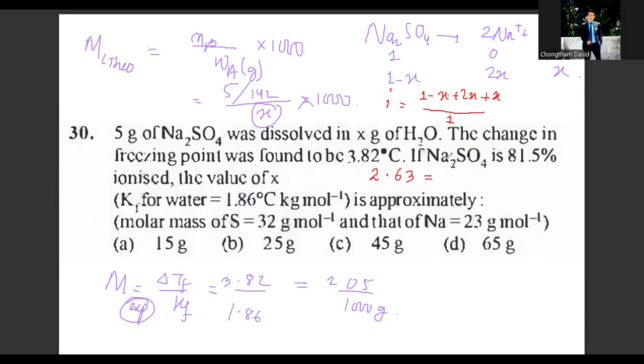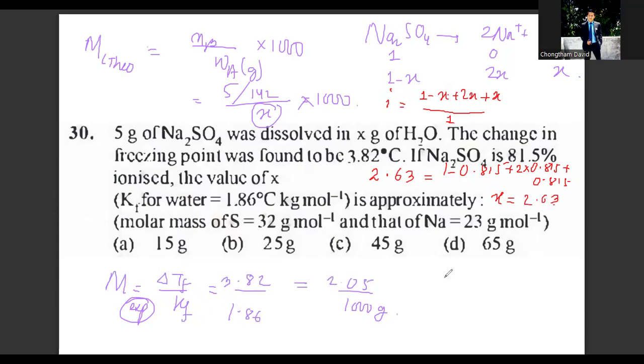So after putting the value of X, let us go slow here. Let me put 1 minus 0.815. This is the value of X, because for percentage you need to divide by 100. Plus 2 into 0.815. From this, you solve the value, which turns out to be approximately 2.63.